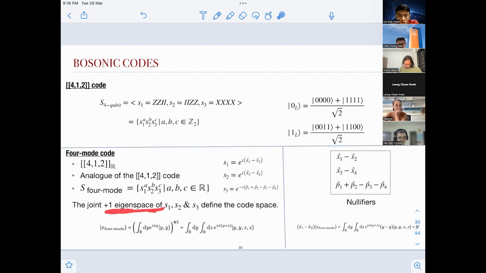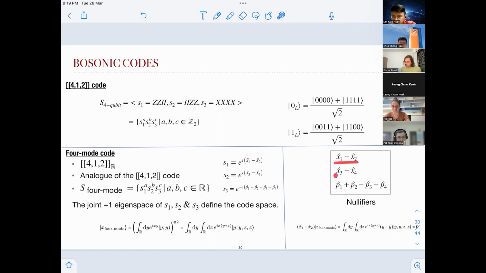The joint plus one eigenstate of S1, S2, and S3 will define the code space, and you can take these objects downstairs. If the code space is a plus one eigenstate, then if you act by whatever is in the exponent, you will get 0. These are called the nullifiers. So if you act by x1 minus x2 on your x4 mode, you will get 0 here. That's another way.